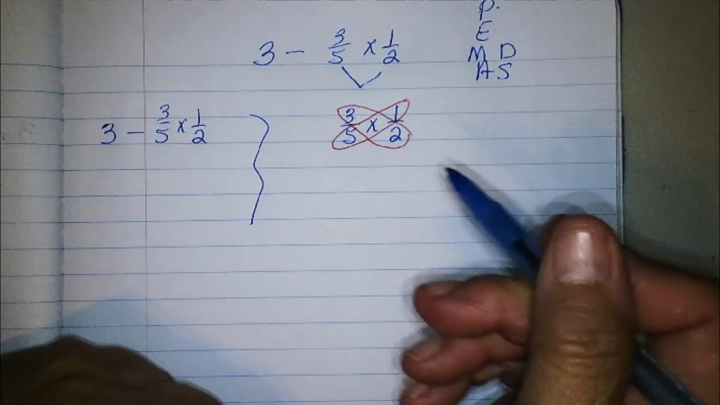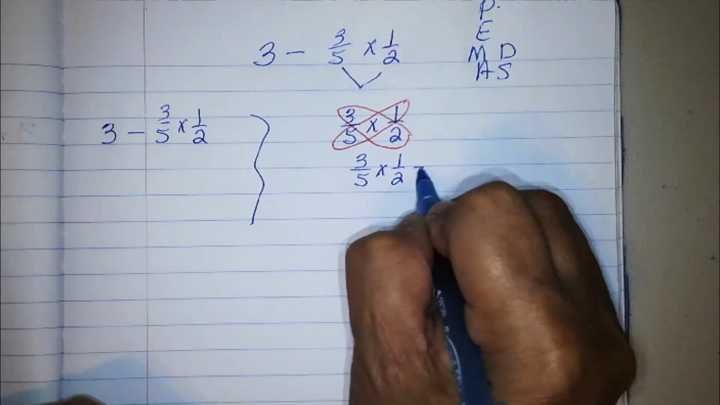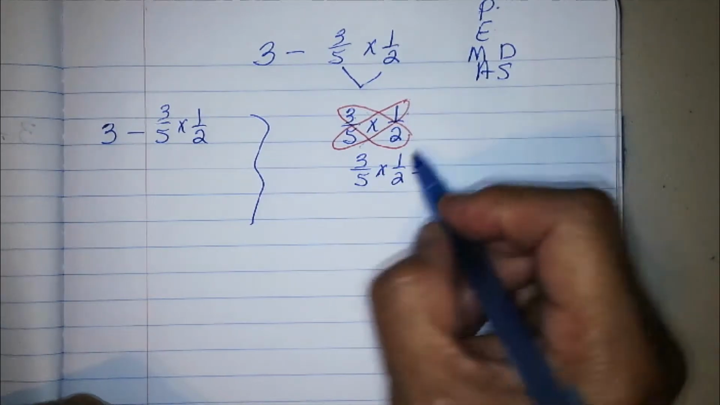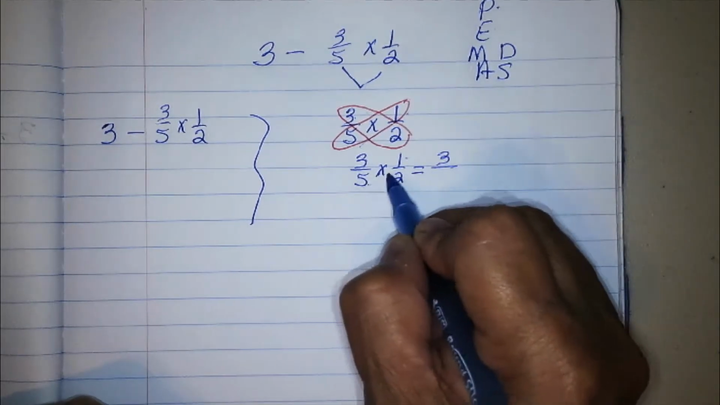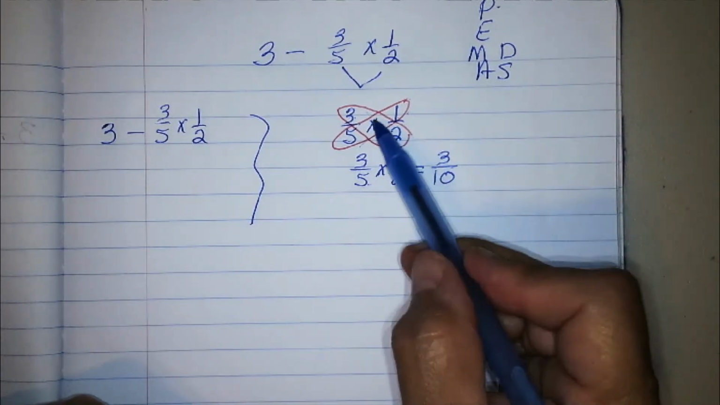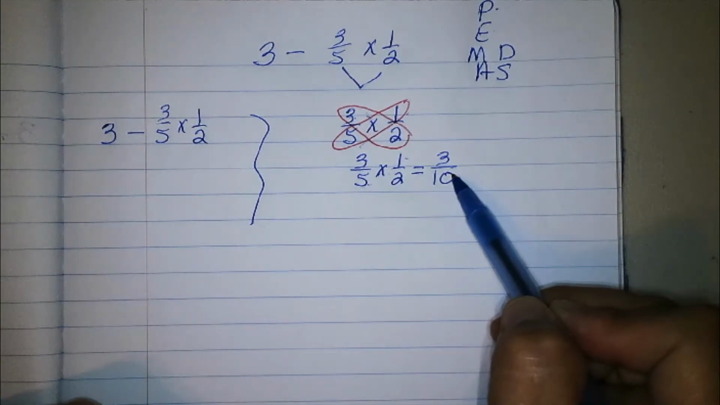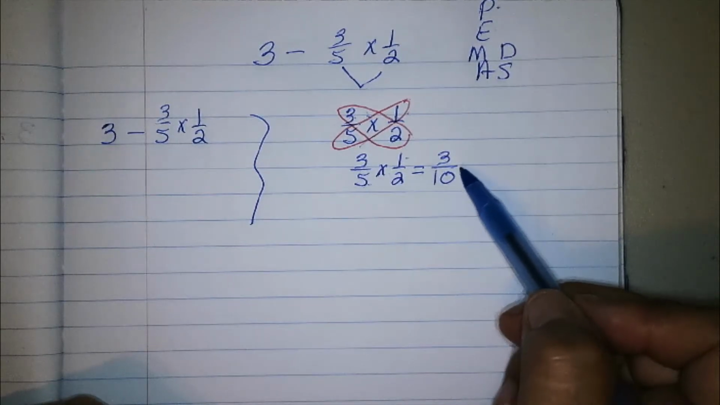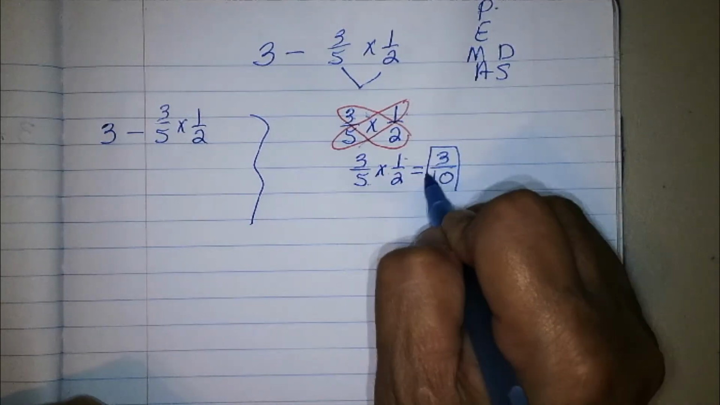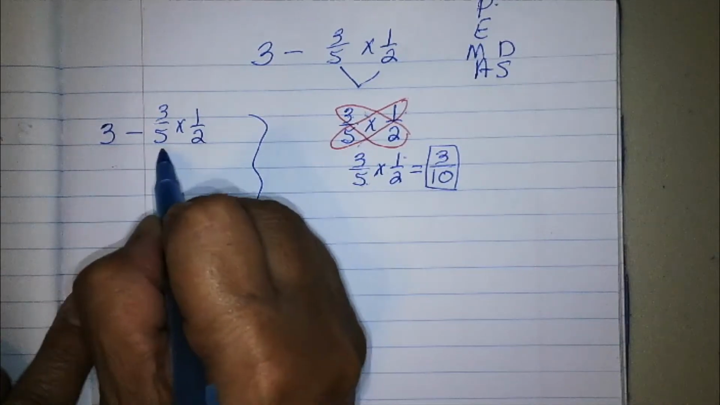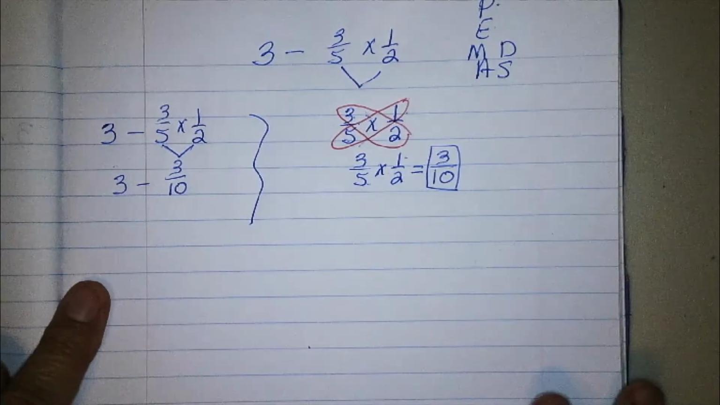So let's go back to the original problem. I have 3/5 times 1/2, nothing canceled, so we're going to multiply across. 3 times 1 is 3, 5 times 2 is 10. And because nothing canceled, I know that this is the lowest terms. I could double check and see if there's a common factor. 3 is prime. 3 does not go into 10, so no. So let's copy our problem over, and I have 3 minus 3/10.